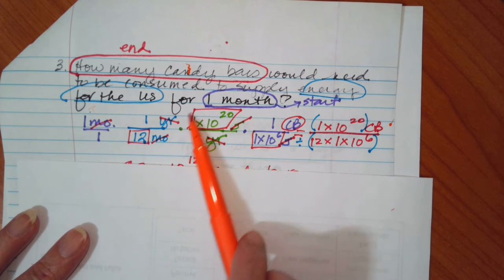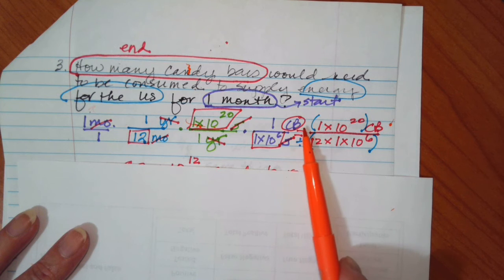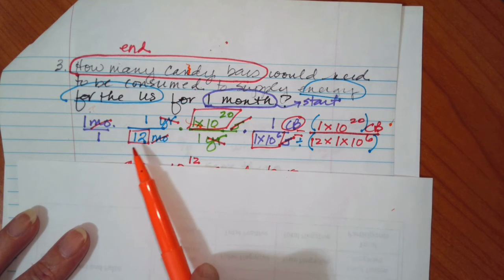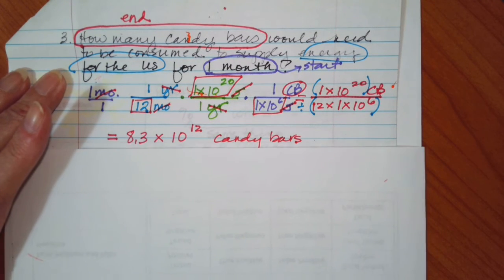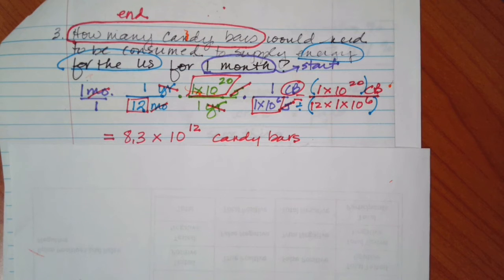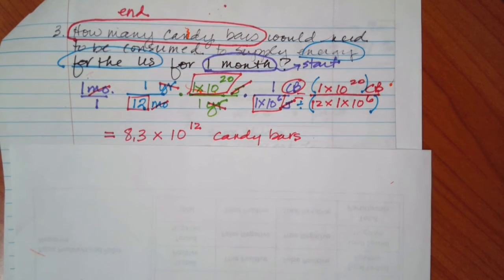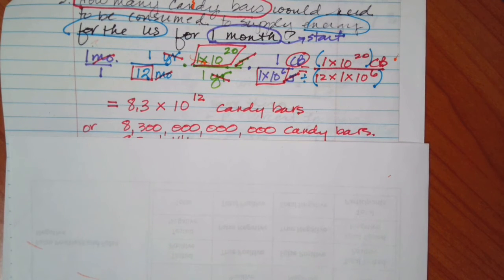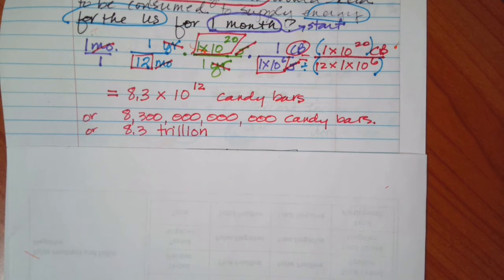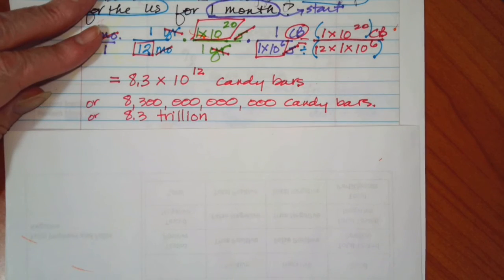The only thing I have left in the numerator is 1 times 10 to the 20th candy bars. And in the denominator I have 12 times 1 times 10 to the 6th. When I put that in my calculator, I get 8.3 times 10 to the 12th candy bars. Now, if the question doesn't specify, you can leave it like that, or you can write it as 10 to the 12th is trillion, so an 8 and 3 and 3, 6, 9, and 10 more, 11 zeros, or you can write 8.3 trillion, and make sure that when you're looking at the test, you understand how the answers are required.